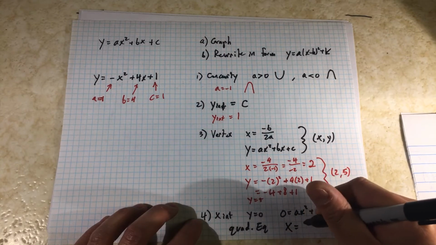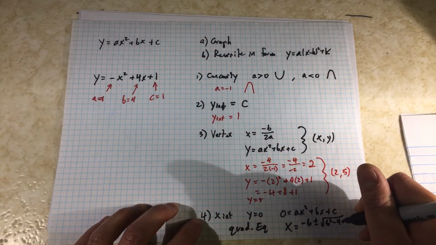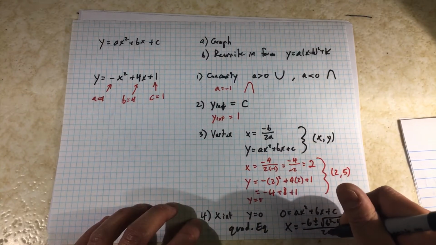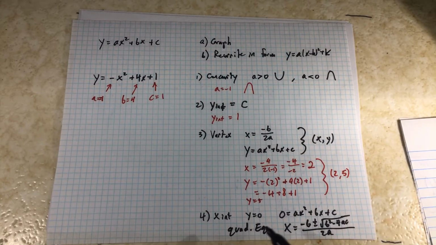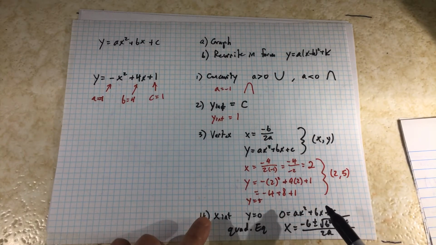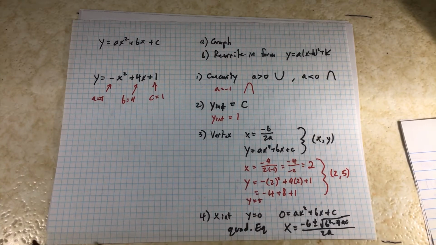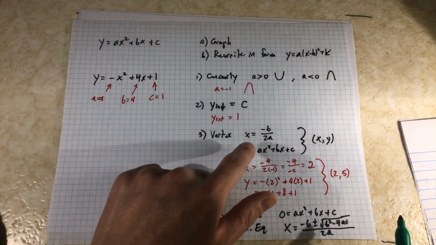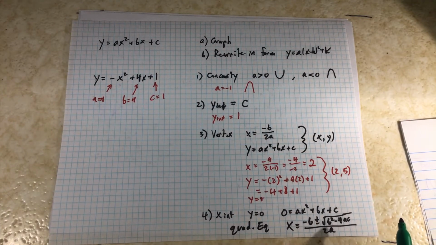So x equals negative b plus or minus the square root of b squared minus 4ac, over 2a. All right. And then that would give you your x-intercept values. So again, there are some interesting patterns in here that I'd like to point out. One of them is that this vertex equation for x is actually built into this quadratic equation.